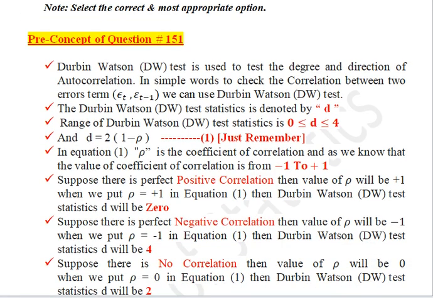Let's start. The Durbin-Watson test is used to test the degree and direction of autocorrelation. In simple words, to check the correlation between two error terms, say error term at time period t and error term at time period t-1, we can use the Durbin-Watson test. The Durbin-Watson test statistic is denoted by small d.